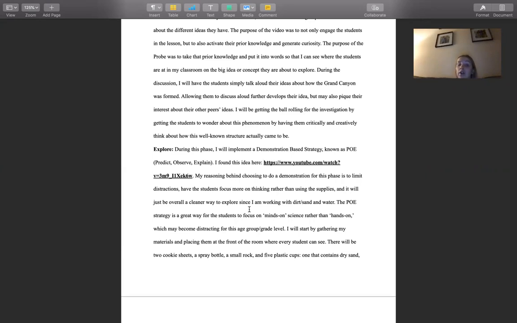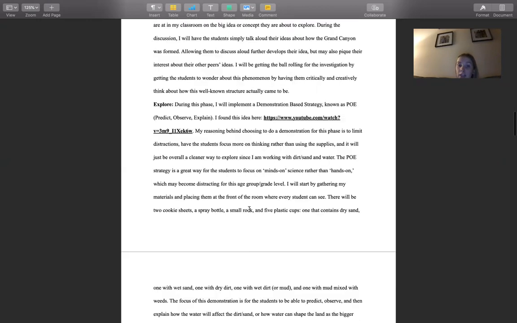And then also it's a great way for them to focus on minds-on instead of hands-on, so that they cannot become distracted. They'll be able to pay attention and really focus in on their prediction and their observation so that we can explain it later.